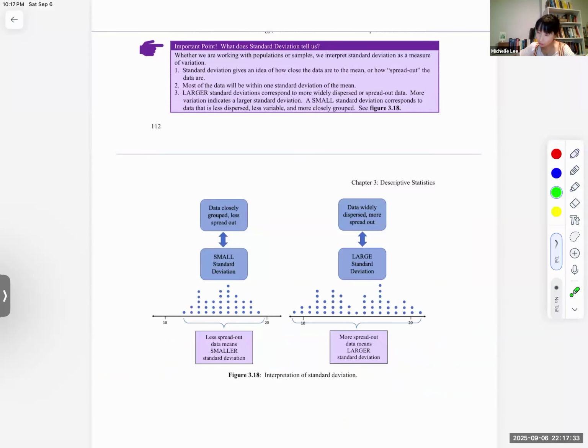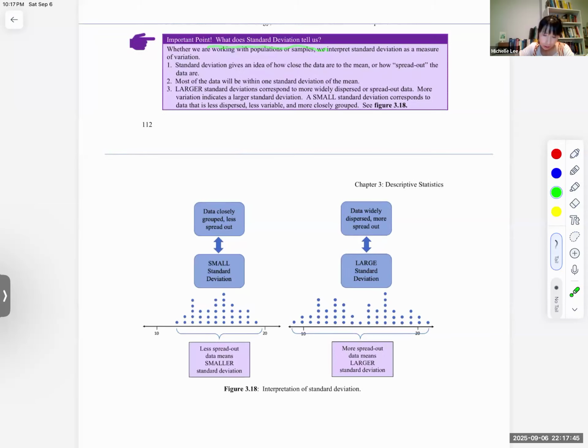Now, let's talk about the standard deviation one more time. So I bring in the standard deviation here. What is the standard deviation telling us, right? The standard deviation gives us an idea of how close the data are to the mean, or how spread out the data are.